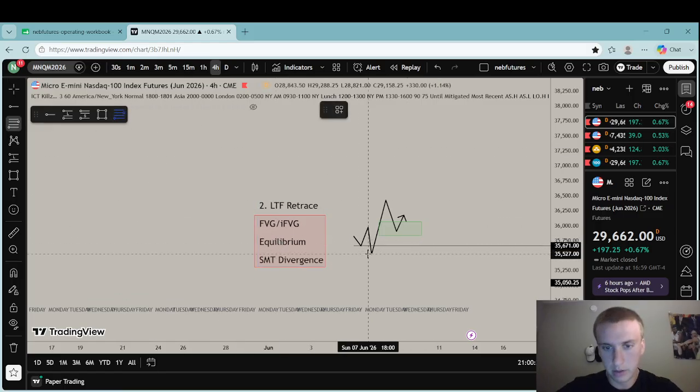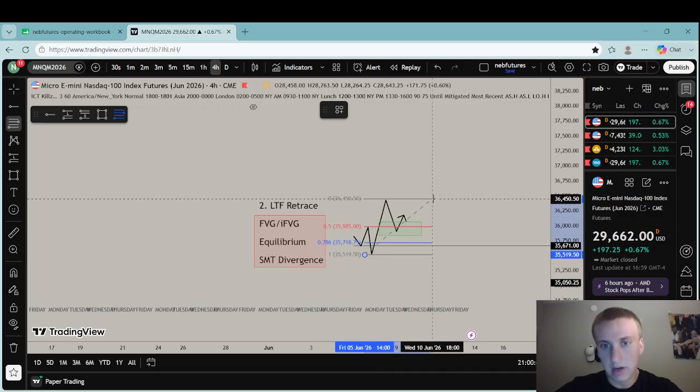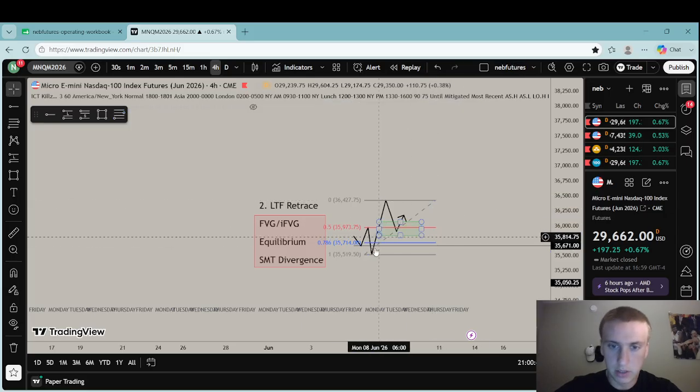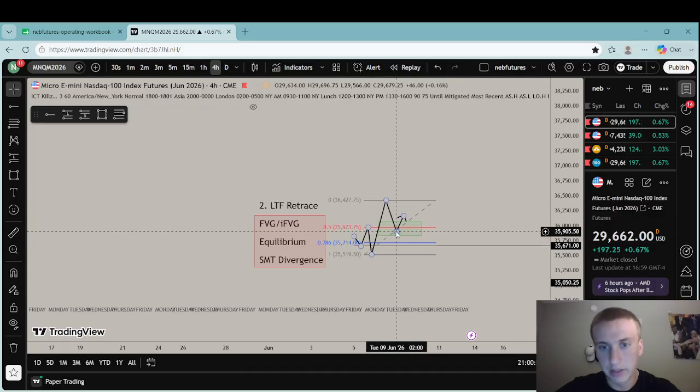Okay, equilibrium. Equilibrium is basically the 50% of the range here. As you can see, of this range here, price perfectly taps right below equilibrium. That's another sign. Equilibrium is a healthy retracement. That's what we like to see. Again, we're not taking a trade based off of equilibrium. That is added confirmation. So we get equilibrium, we get the FVG, we get the IFVG.